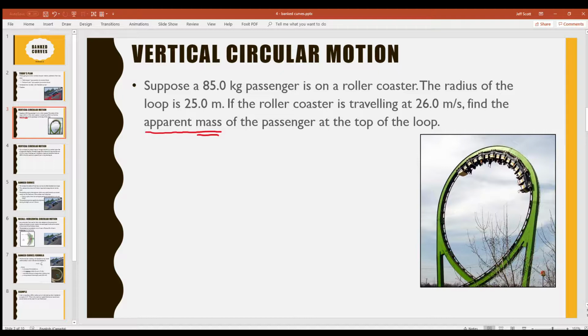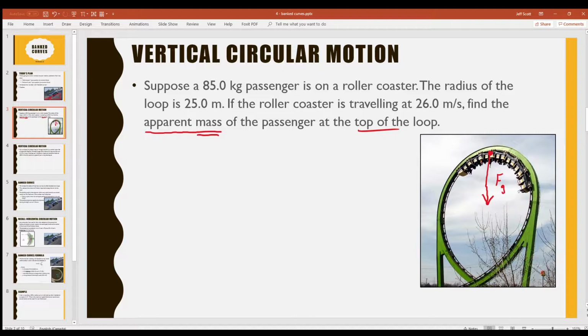Now, because we have vertical motion, we can see that this is at the top of the loop. At the top of the loop, we have to be very careful as to where our forces are. Now, the most obvious force acting on this roller coaster, or the person, the 85 kilogram passenger, I should say, in this roller coaster, is the force of gravity pulling them straight down. It's kind of hard to draw on the computer here, but you get the idea. The force of gravity straight down is acting upon them.